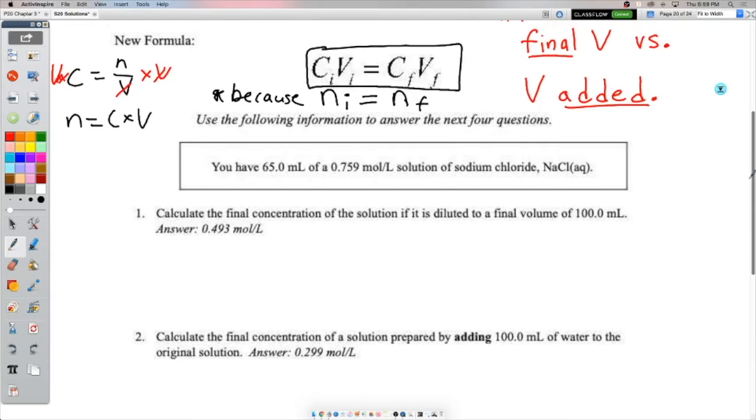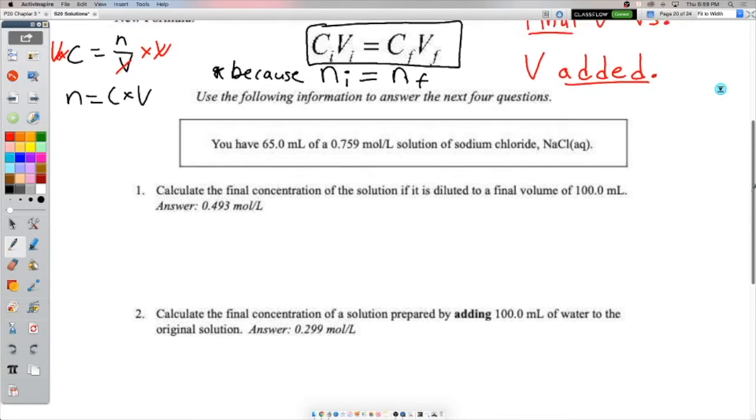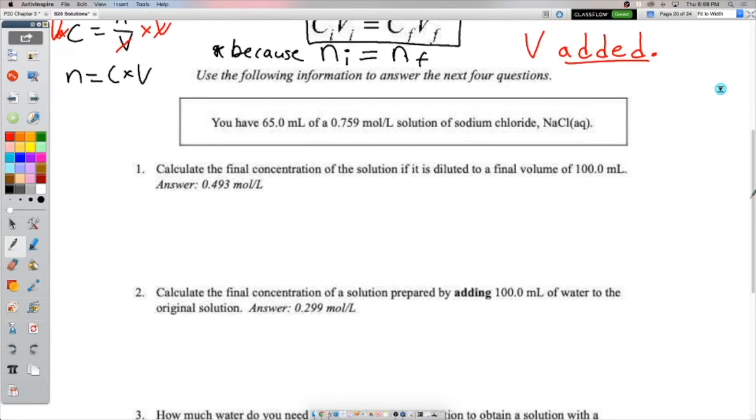Does the question want to know what your final volume is, or does it want to know how much you would need to add or remove? Sometimes it's remove. Okay, let's just jump right into some examples. The nice thing about this equation is it's usually one step to manipulate. You have 65 milliliters of a 0.759 mole per liter solution of sodium chloride.